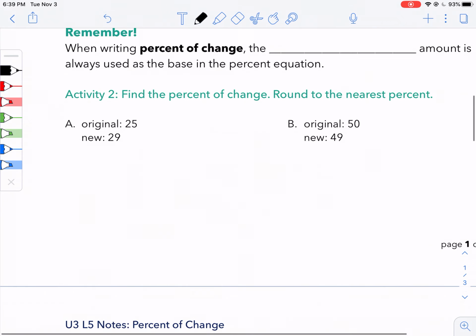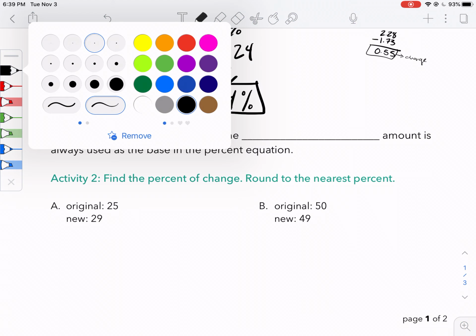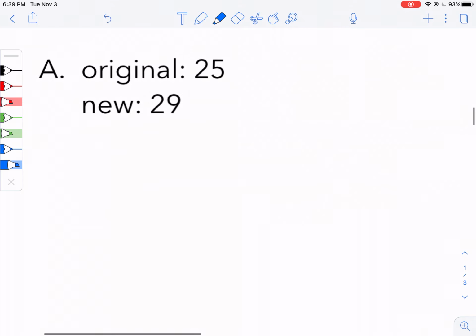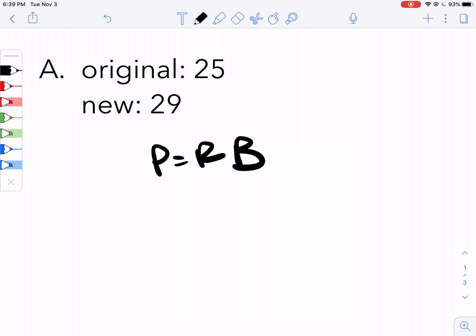So just a hint for you, whenever you're using percent of change, please remember that the earlier amount, that is the original amount, the OG amount, is always going to be the base in your percent equation. Last time we talked about the percent equation, which is P equals RB, where the percentage is your rate times the base. We're not even going to use this yet. Sorry. We need to find out what our increase is.